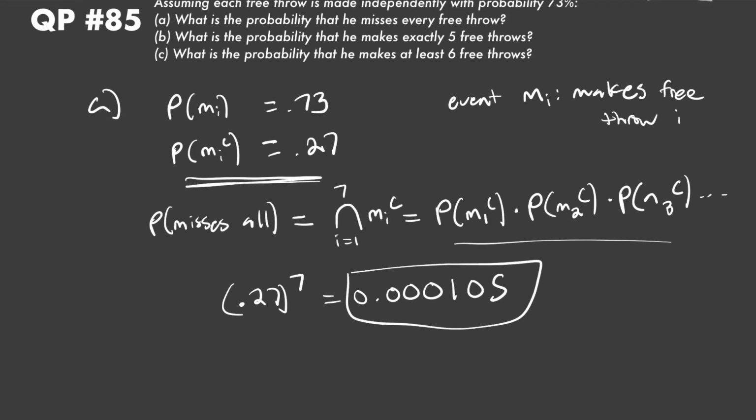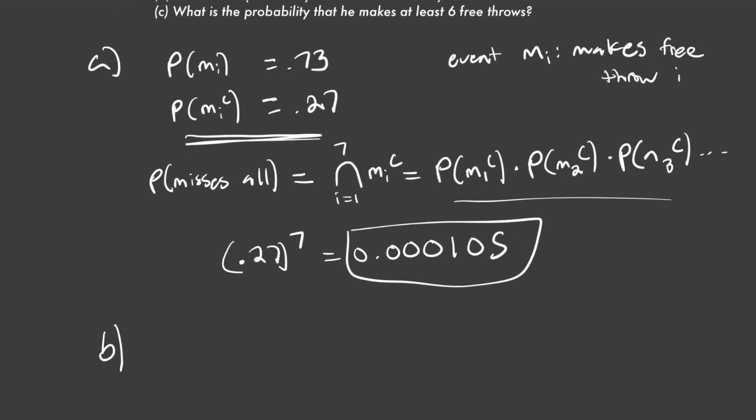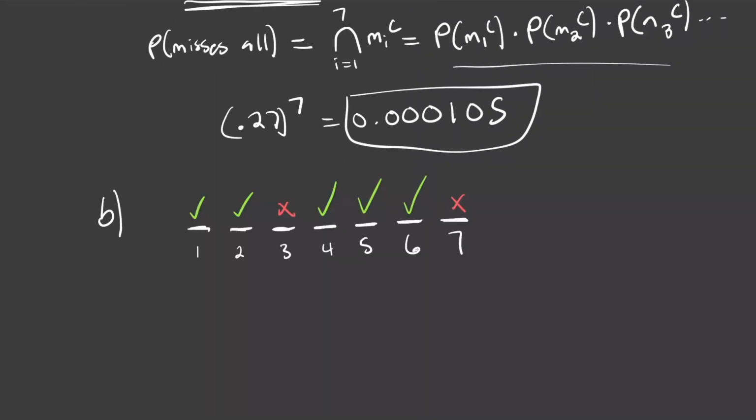Okay, so now for part B, what's the probability that he makes exactly 5 of his free throws? So if you let these be his free throws, first, second, third, all the way up to 7, this right here is one possible way that he can make exactly 5 free throws, right? He has 5 makes, these green check marks, and 2 misses. This is obviously another way he can make 5 free throws, where he makes 2, 3, 4, 6, and 7, and misses 5 and 1.